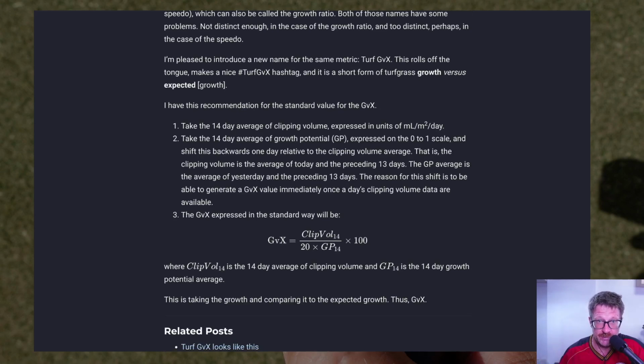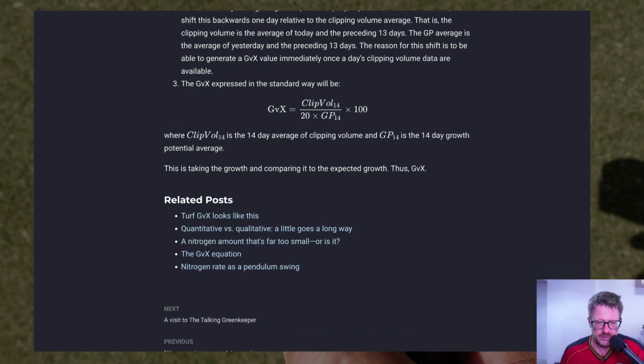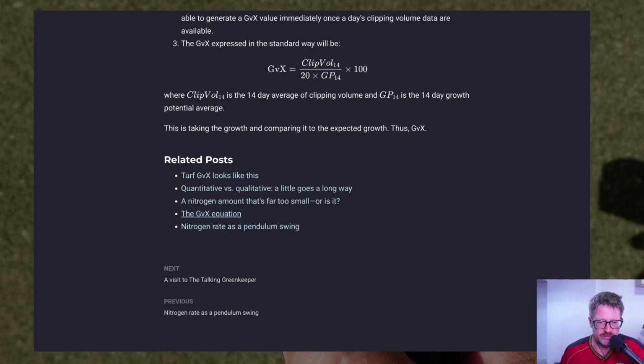I've renamed on both the Pace Turf site and on the ATC site all the posts that were previously referring to the Speedo or the GvX. I've put in the titles and all of the links, I've put it to Turf GvX. So if you look at the related posts at the bottom of this particular page, there are 5 posts that show up in the related posts.